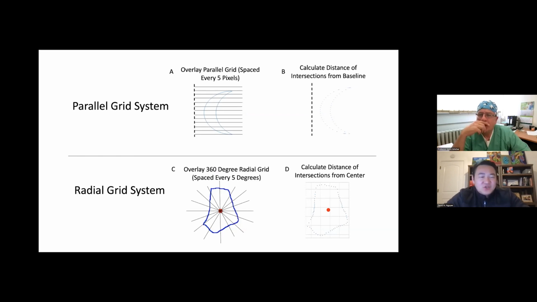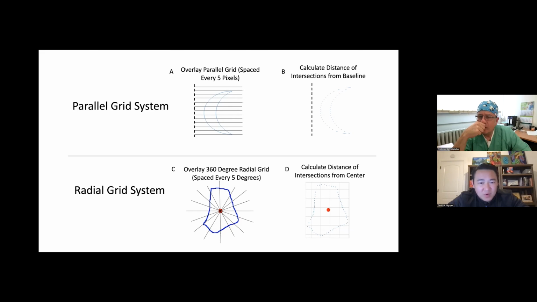So the key innovation of Shape Genie is a grid system that turns two-dimensional objects into a sound wave. We call it a sinusoid pattern, which looks like a sound wave. And there are many grid systems, but the two common ones that we use are the parallel grid system and the radial grid system.